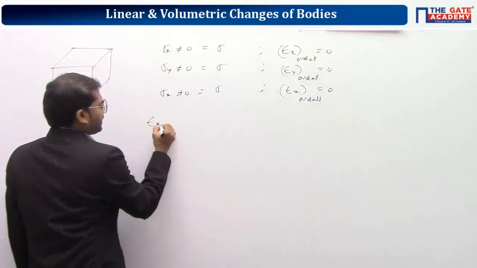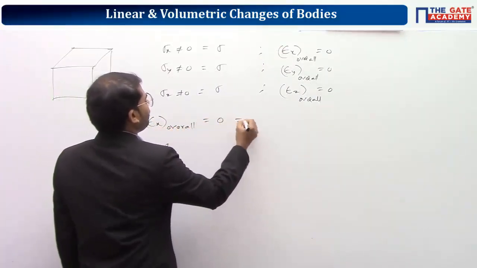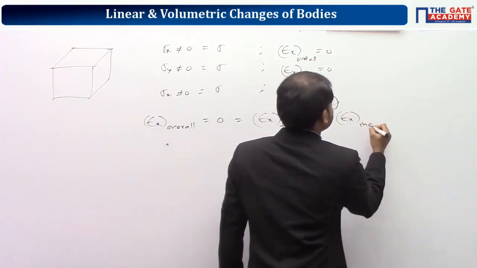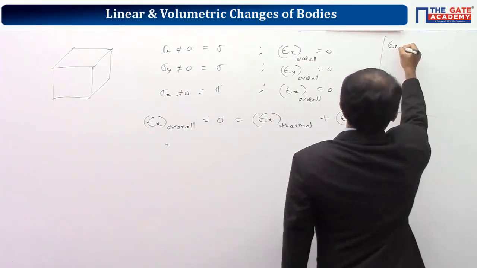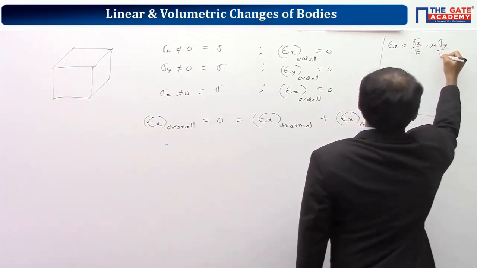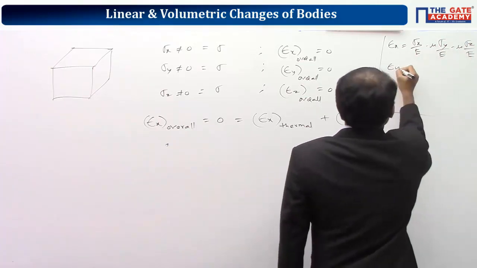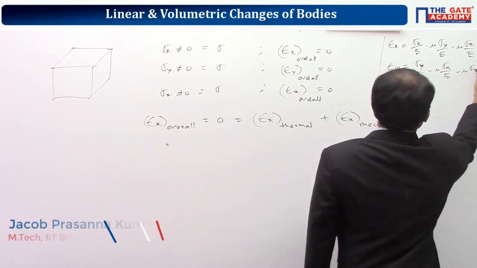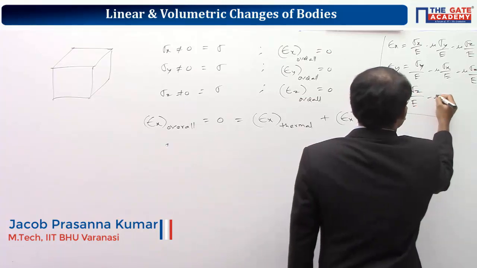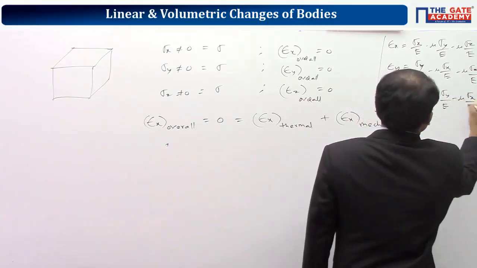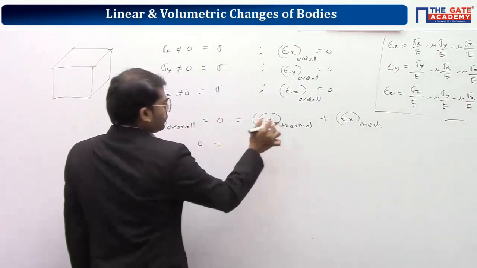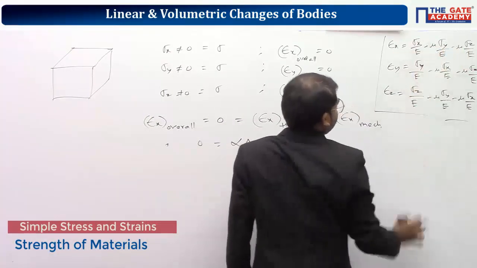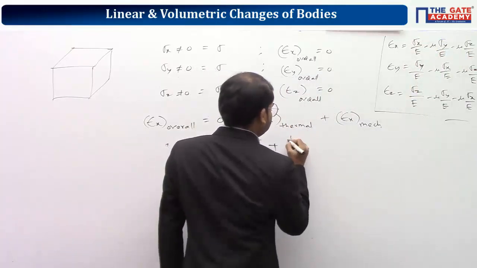Observe carefully, everyone. So we have the condition that epsilon x overall is equal to 0, which is actually the combination of epsilon x thermal plus epsilon x mechanical. And again, for mechanical strains we have these formulae, never forget them. So overall strain is equal to 0. Thermal strain is obviously alpha delta T. Mechanical strain is according to this formula.